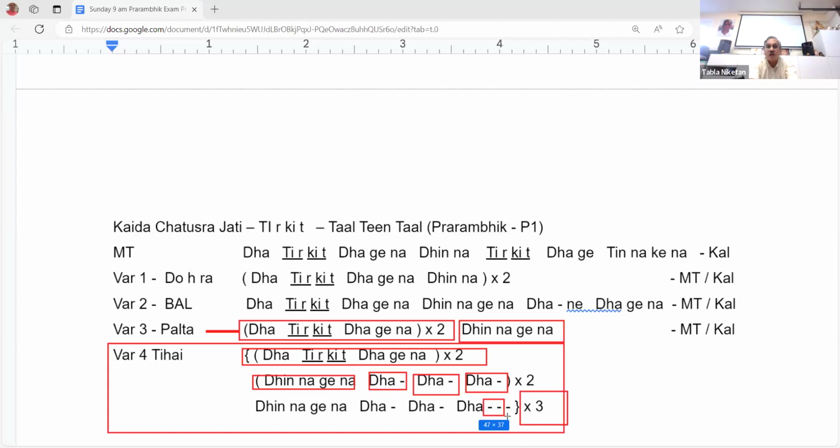Like that you have to do 3 loops. Now at the third there is a long gap. Here the gap is shorter. If you see that everywhere, here and here there is a difference in the gap.